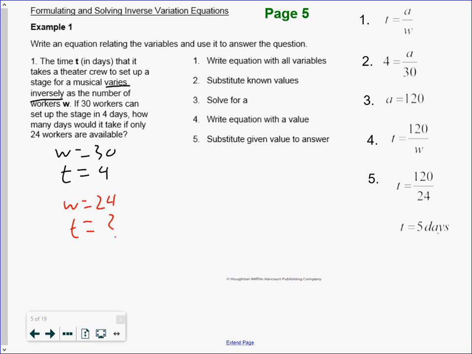You write your equation with all the variables. After that, you plug in the scenario that they give you. In this case, it was W equals 30, T equals 4. Plug that in. Solve for your A term, because your A term will stay the same no matter what your T or your W are. You plug your A back in, plug in whatever you're trying to solve for, and you have your answer.